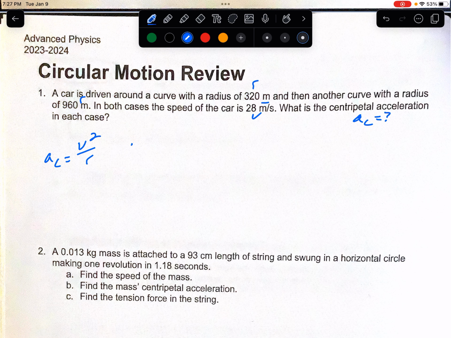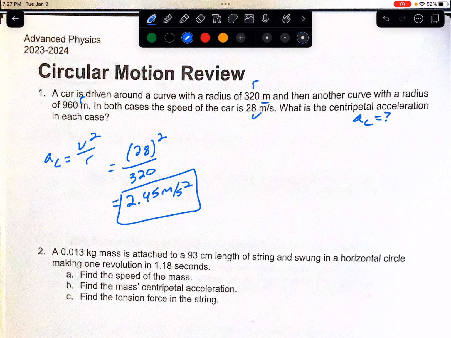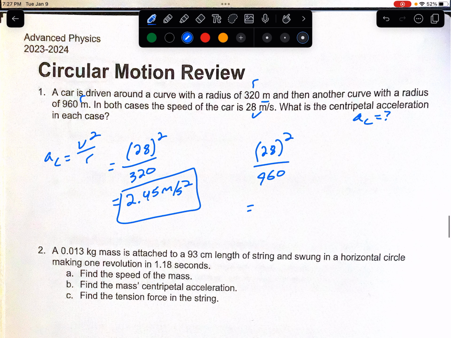So we're going to do our V squared, which is 28, 28 squared over your R, which is 320. Okay, so this is going to be your first scenario. So 28 squared divided by 320 is going to give you an acceleration of 2.45 meters per second squared. So there's your first answer. Then I'm going to do it again to find out what my acceleration in the second curve is. It's going to be 28 squared over my radius, which is now 960. Okay, and I'm going to get an acceleration of 0.82 meters per second squared. So if you notice this, when you make that radius bigger, okay, that acceleration is going to go down.